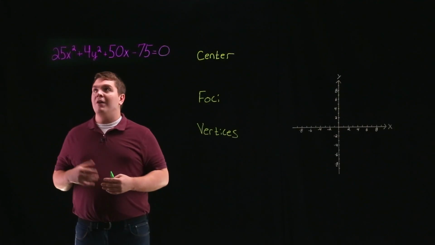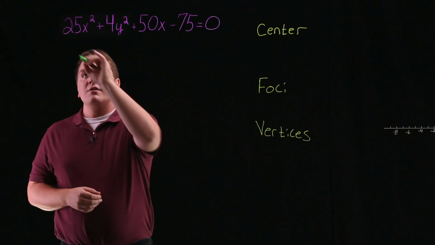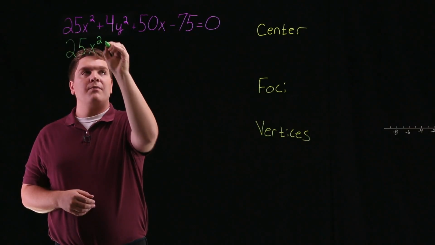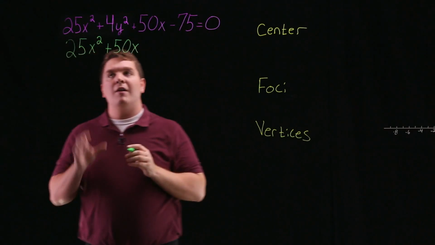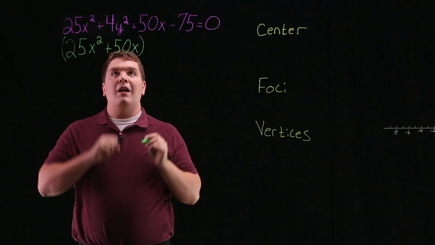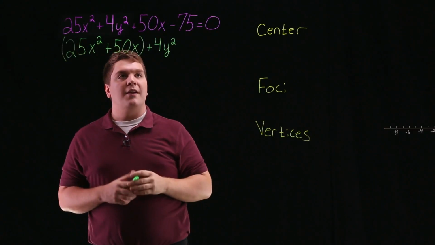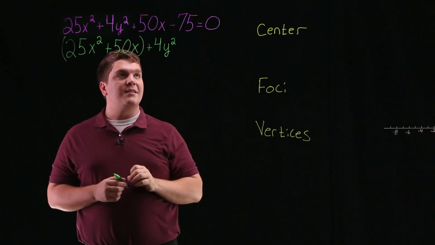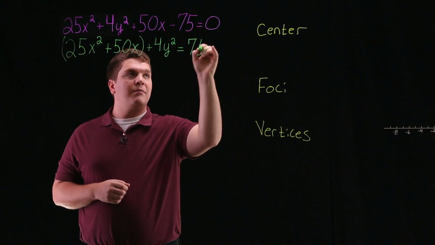In order to start working towards the standard form, let's group the x terms together and the y terms together. So we'll have 25 times x squared plus 50x. Now I'm going to place parentheses around these two terms. Then we'll have a plus 4y squared. Working from the top line to the second line, I'm going to add 75 to both sides of the equation so that this is equal to 75.